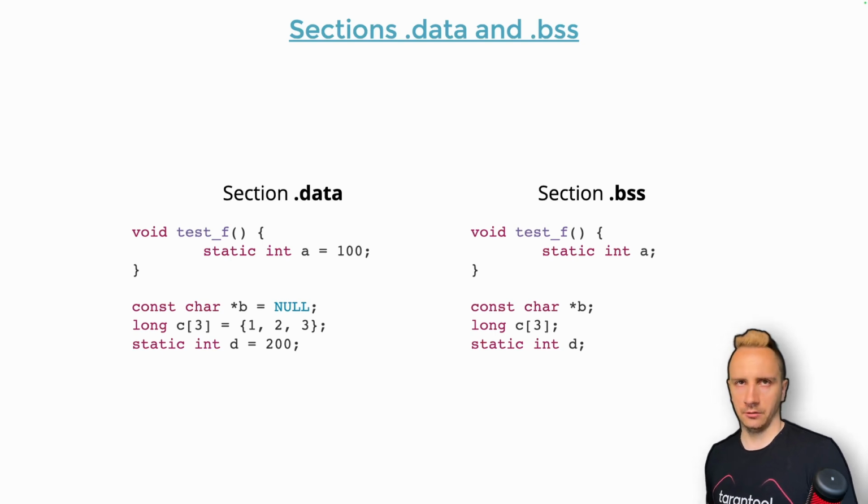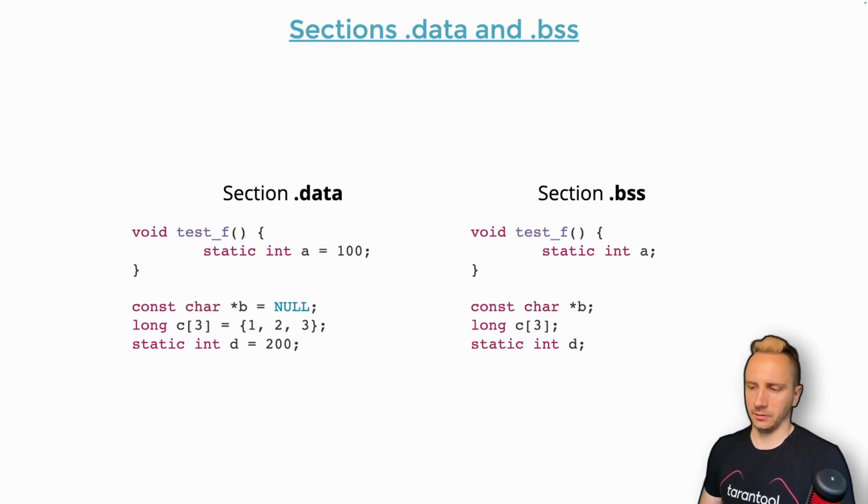So in the data section, you have to store the initial values to remember them, to be able to use them when the process gets started. In the BSS section, you just need to store its total size, and that's all. That's why they are split into separate sections.